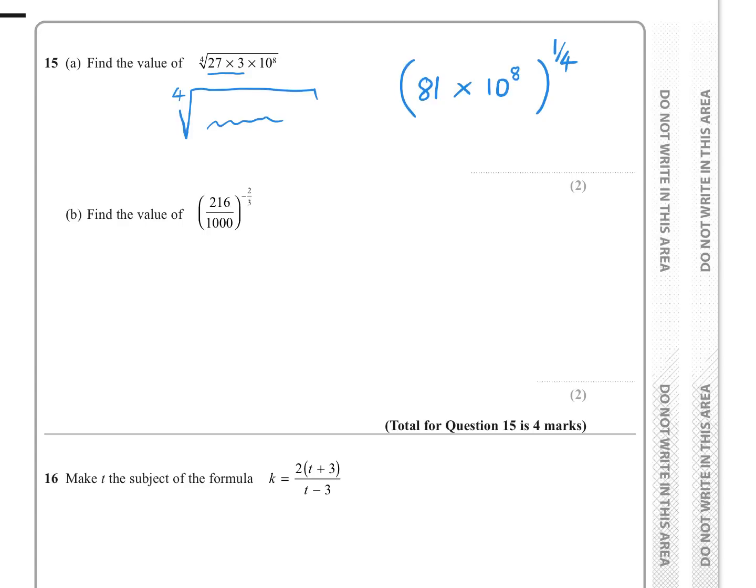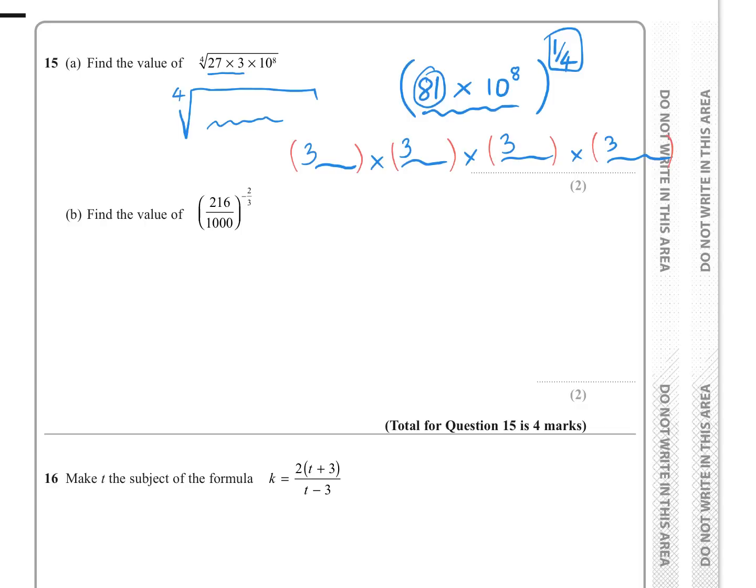Now the 4th root means that we have something times the same thing times the same thing again times the same thing again gives 81 times 10 to the 8. Well, luckily 81 is 3 to the power 4, so I can write a 3 in each of these. If it helps, I'll put little brackets around here. You don't need them, but we'll put them in.